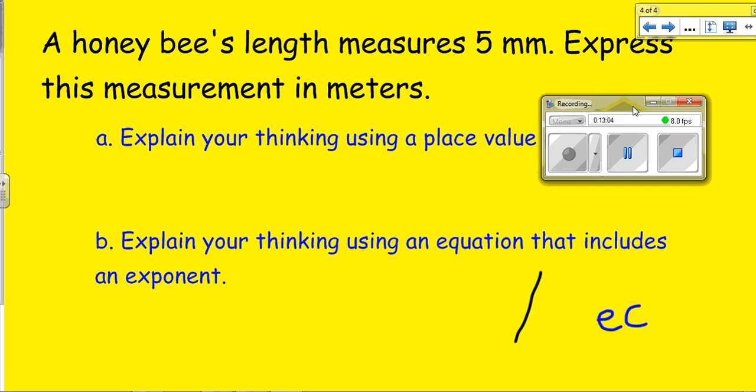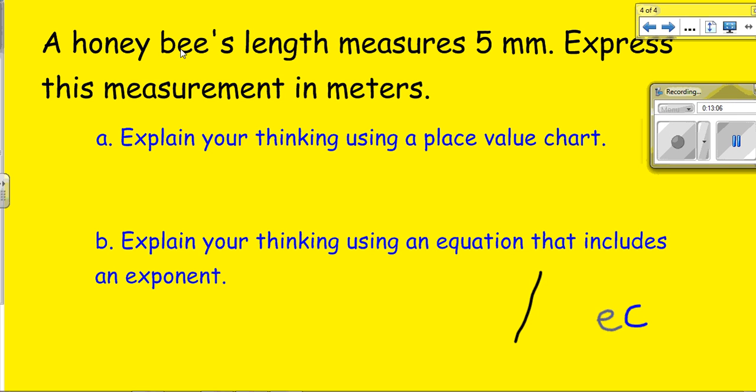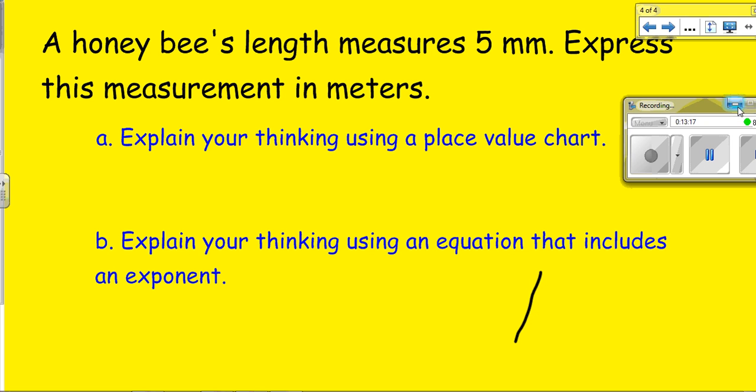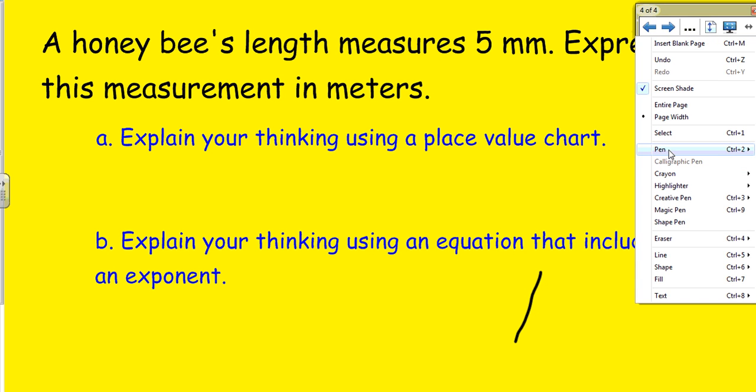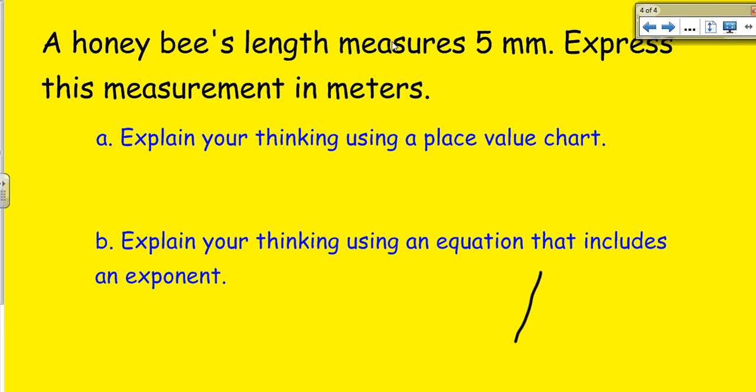So anyway, what we need to do here then is it says the problem, and you have this in your homework. It says a honeybee's length measures 5 millimeters. I changed the number, but you have this exact same problem in your homework. So anyway, let me get you out of the way. Thank you very much. And so 5 millimeters, got it.